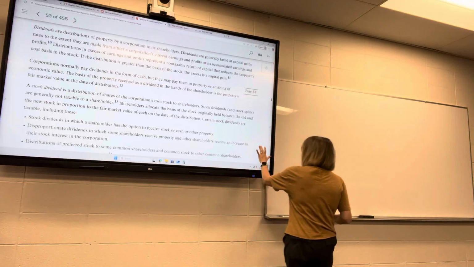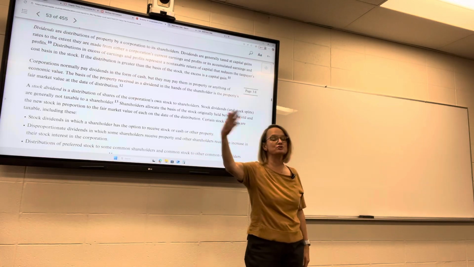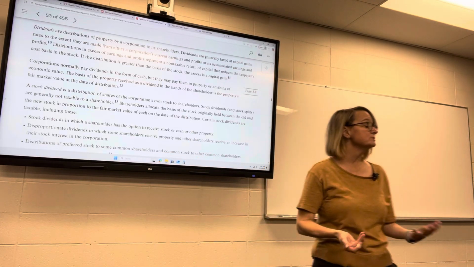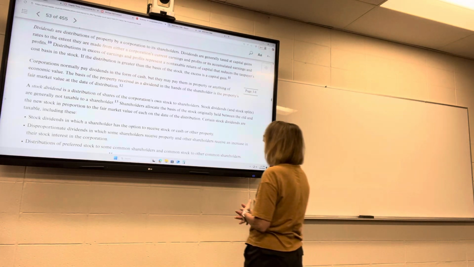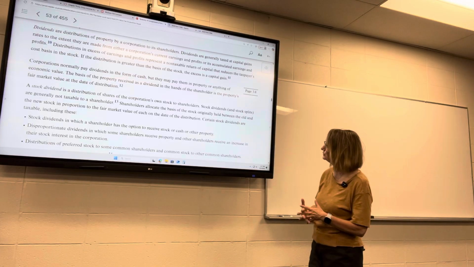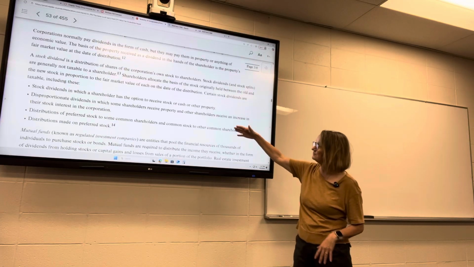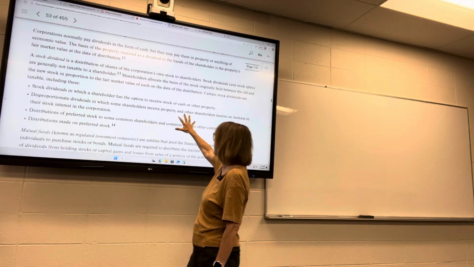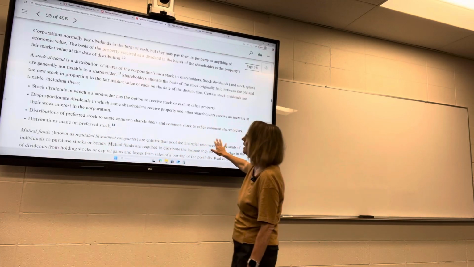Companies can also distribute dividends in the form of stock, giving additional stock instead of cash. Maybe they don't have the cash on hand, but what they're going to do is give more stock. Unfortunately, that only dilutes the existing shareholders, but stock dividends are not taxable to the shareholder, except in a couple of cases. So the stock dividends in which a shareholder has the option to receive cash or other property would be taxable. So if the shareholder has that option.